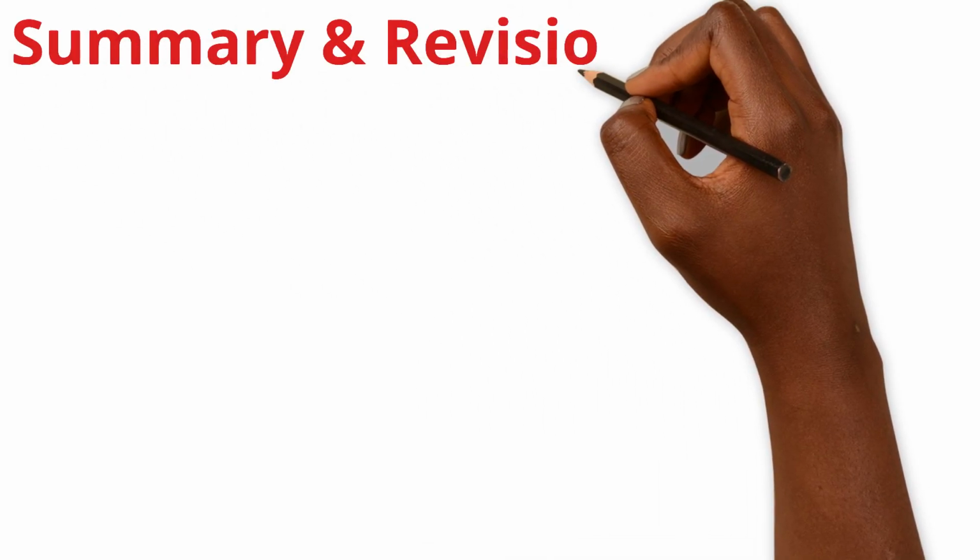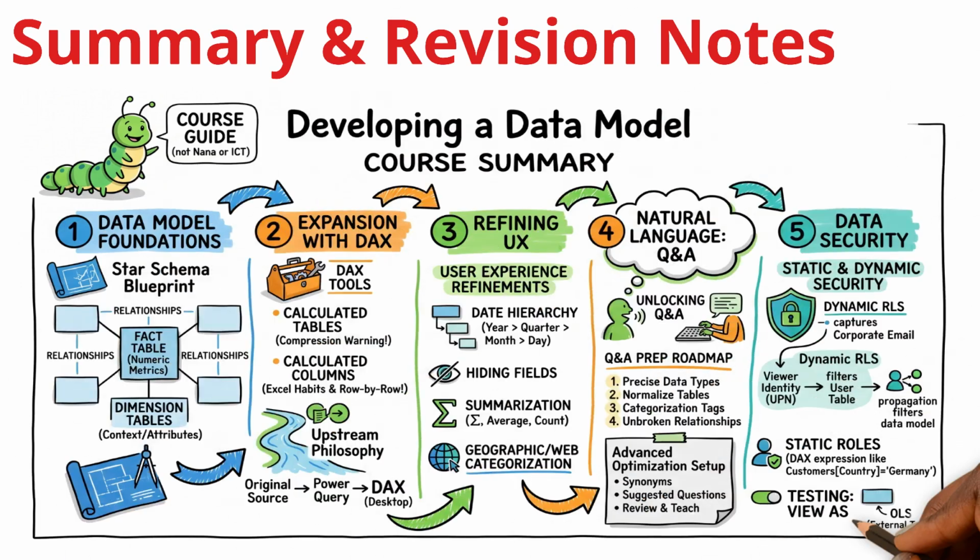In this course, we mastered the complete life cycle of developing a robust data model. We started by building a solid star schema foundation, connecting central fact tables to descriptive dimension tables. Next, we expanded our structural toolkits with DAX calculated tables and columns, while honoring the foundational philosophy of transforming data as far upstream as possible. We then refined the overall user experience by structuring clear hierarchies, hiding background field clutter, and assigning precise geographic categories. To wrap up, we optimized our data models to unlock natural language Q&A queries and lock down data visibility using both static and dynamic row-level security.